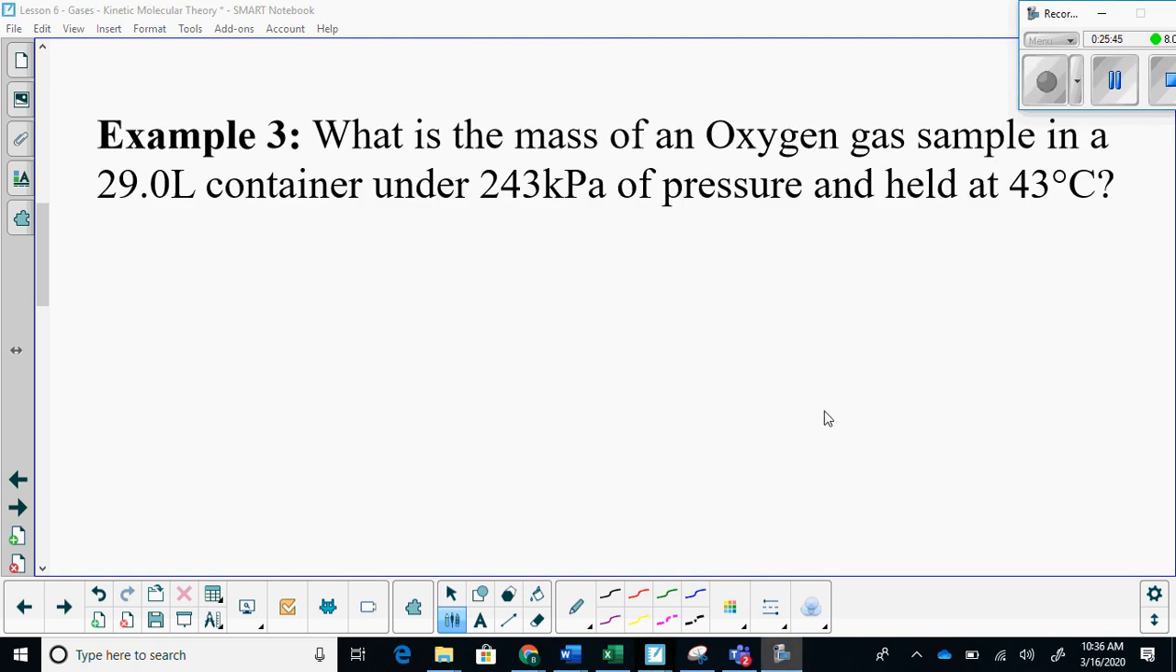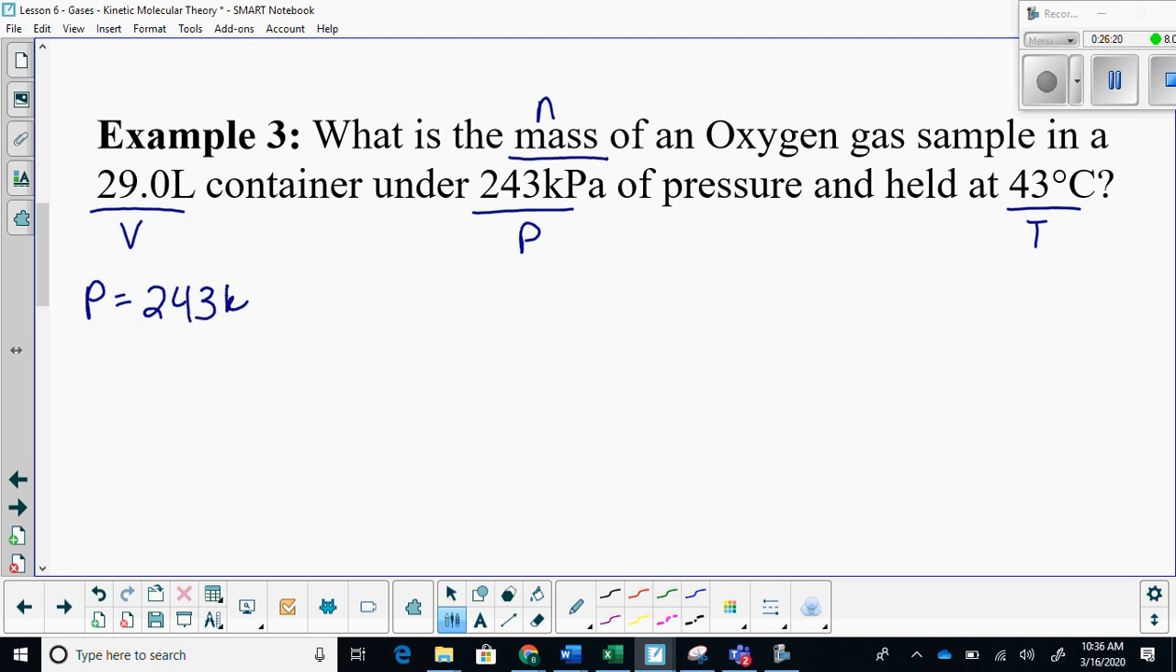Okay, one more example, and then you guys will try one on your own. What is the mass of oxygen gas sample in a 29.0 liter container under 243 kilopascals of pressure held at 43 degrees Celsius? Okay, so we're looking for mass, which means we first need to find number of moles. Because again, if you have mass, you have moles, and you can go back and forth. This is volume, this is pressure, and we have T. Let's list out our variables. P is equal to 243 kPa. V is equal to 29 liters. N is our unknown. It will get us to mass.